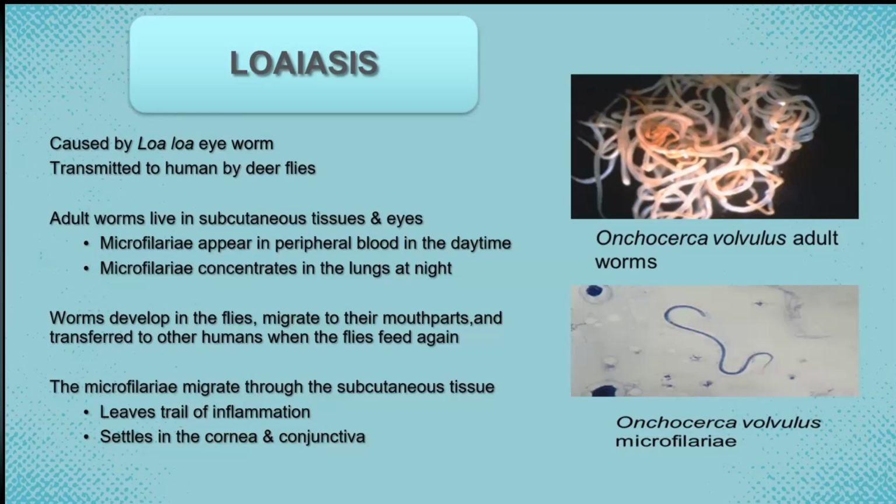Hi, good evening to all. I'm Siti Aisha. I would like to present about loiasis. Loiasis is caused by the Loa loa eyeworm, transmitted to humans by deer flies. Adult worms live in subcutaneous tissues and eyes.